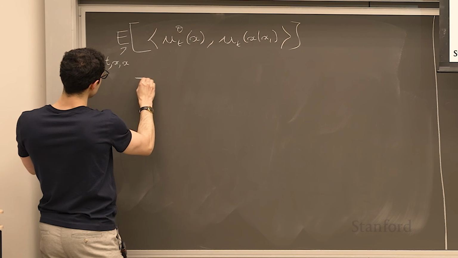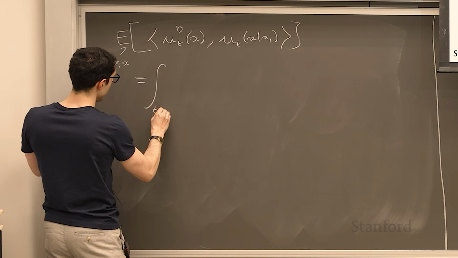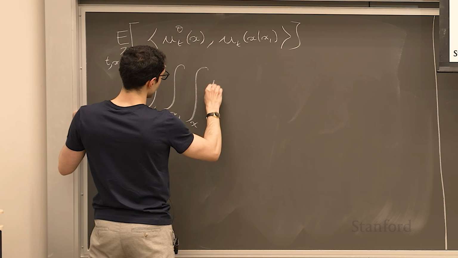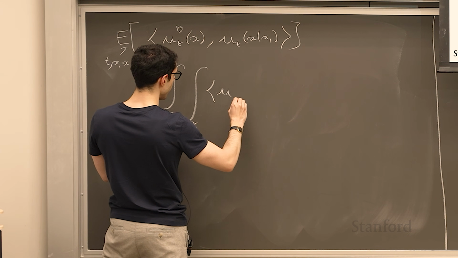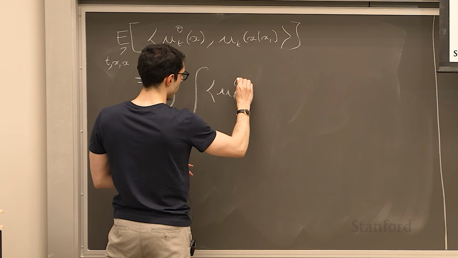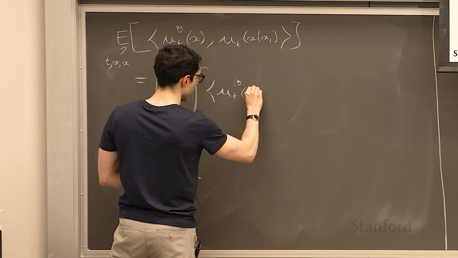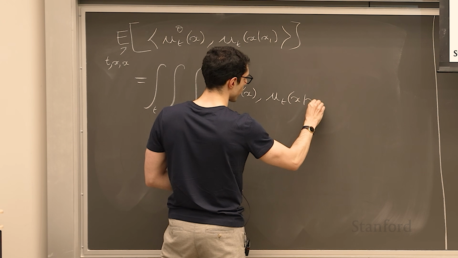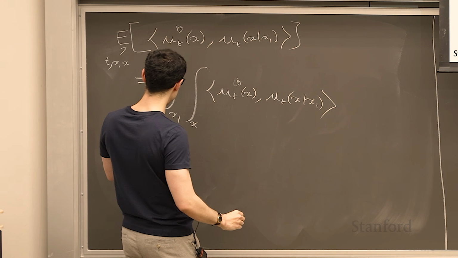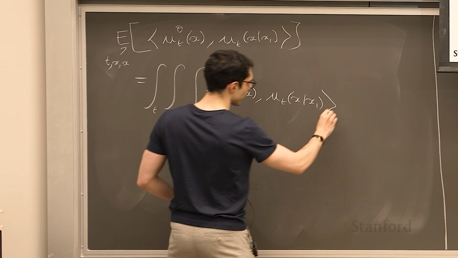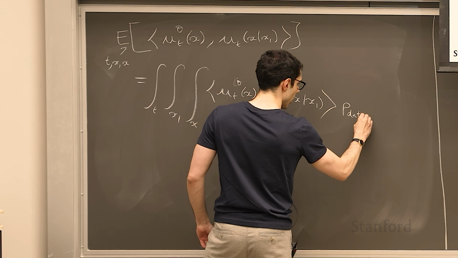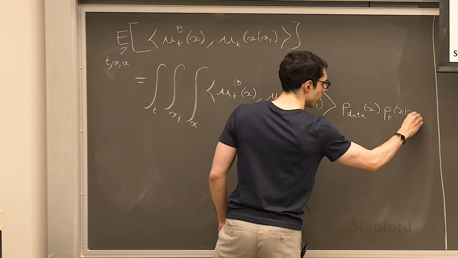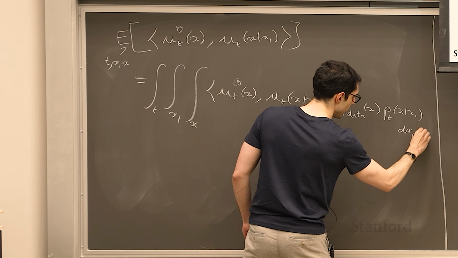So what I'm telling you is, by definition of the expectation, this is just a bunch of integrals. So this is the integral over t, over x1 and x, of u_t^theta of x dot product with the conditional vector field u_t of x given x1. And this is over x1 and x, so I'm going to say it's p data of x1, and then the conditional probability path x given x1, dx1, dx, dt.